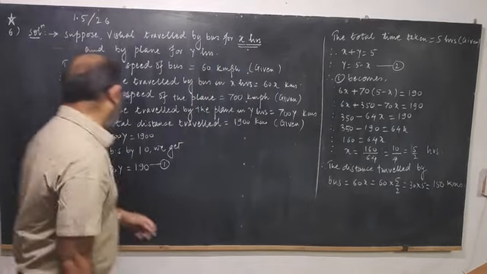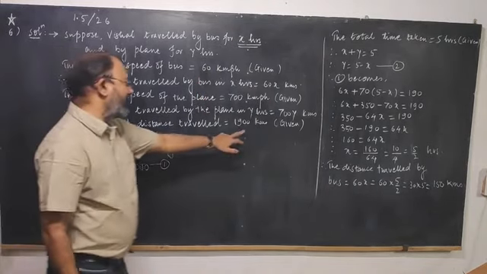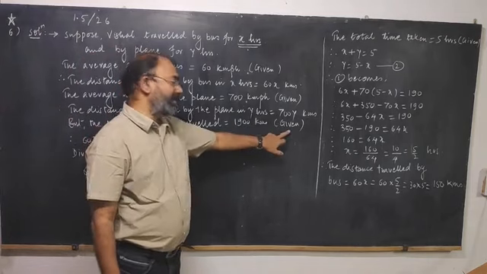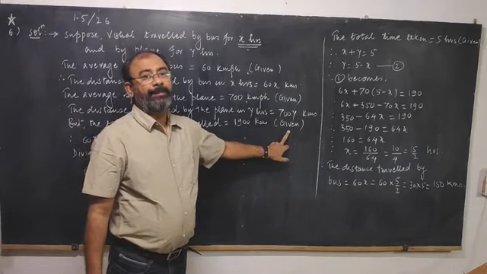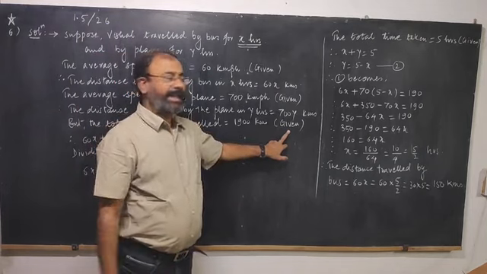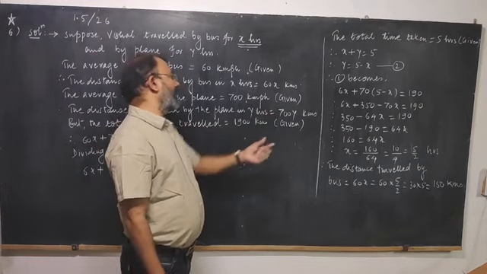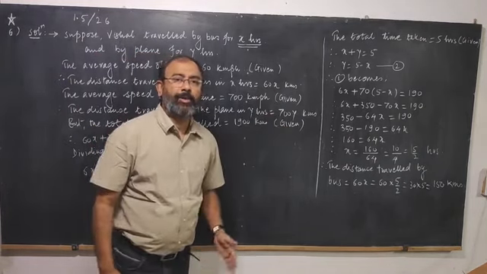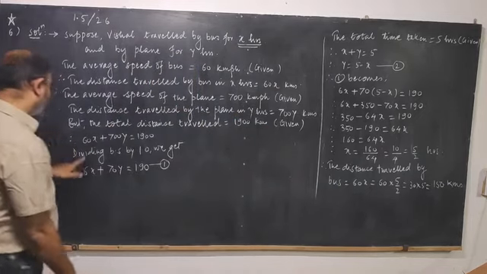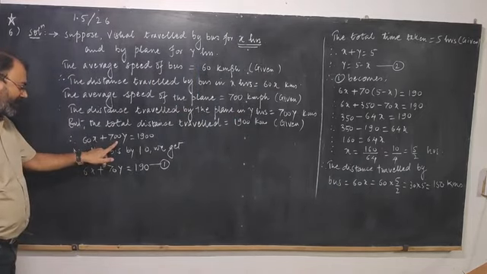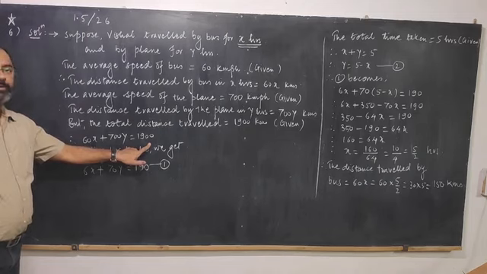But it is given that the total distance traveled is 1900 kilometers. This is already given in the problem. Total distance covered is 1900. यानी बस से जितना और प्लेन से जितना हुआ उनकी सम is equal to 1900. 60x plus 700y is equal to 1900.